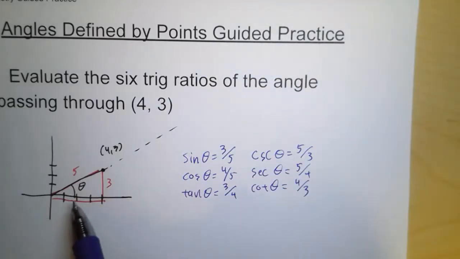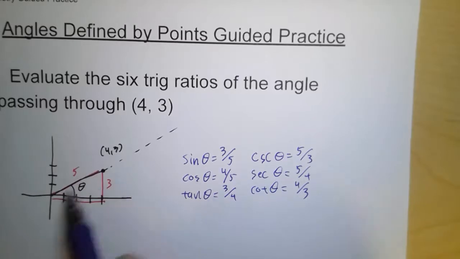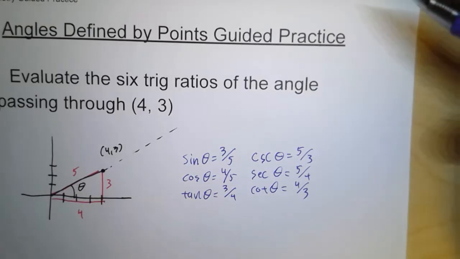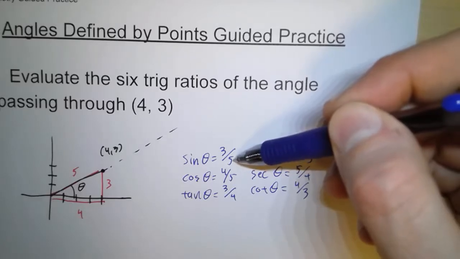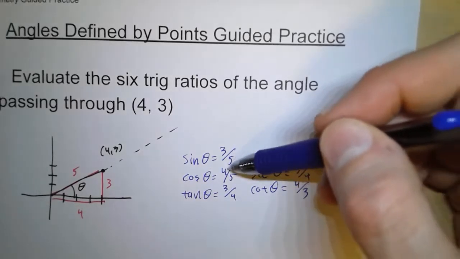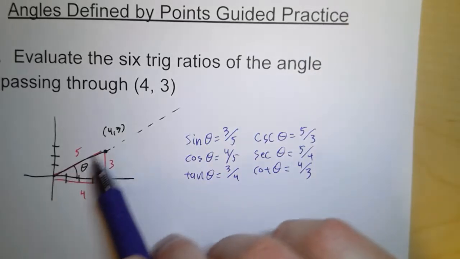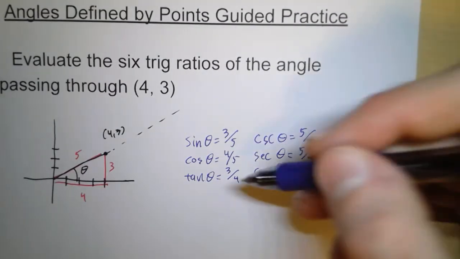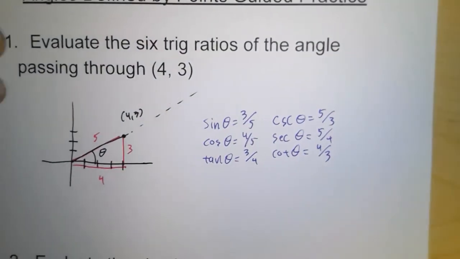But without a triangle, what's another way to think about it? Well, it's just the distance between the origin and this point. That's what the hypotenuse really is. So what we're doing is we're taking the y value and dividing by how far it is from the origin. And for cosine, well, we take the x value and divide by however far it is from the origin. And for tangent, we're just taking the y value and dividing by the x value.